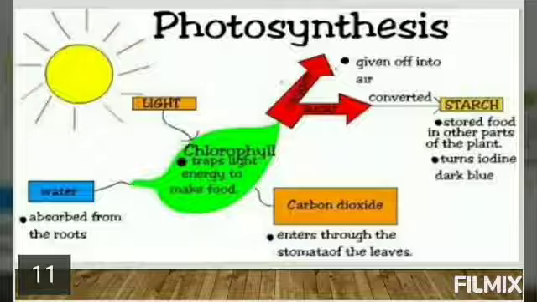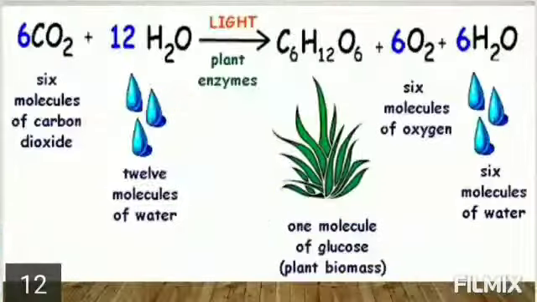Next, let us see the chemical equation of photosynthesis. 6 molecules of carbon dioxide plus 12 molecules of water in the presence of light and the plant pigment known as chlorophyll gives rise to glucose plus 6 molecules of oxygen and 6 molecules of water. C6H12O6 is the chemical formula for glucose, and it is stored in the plant body and further used by the plants for their food. It is called plant biomass. This is the chemical equation for the photosynthetic process.